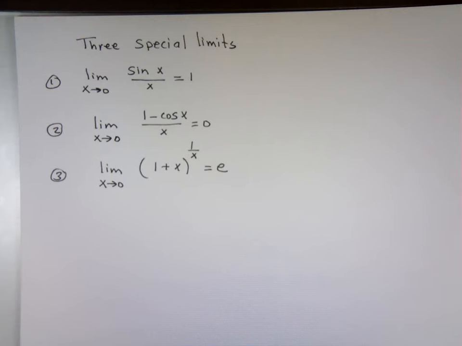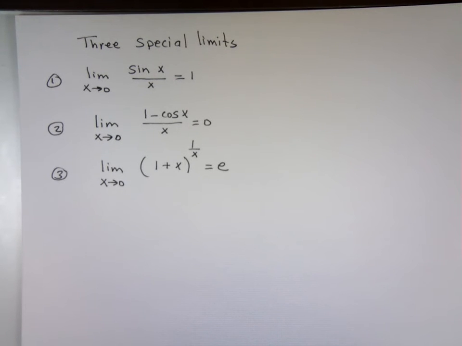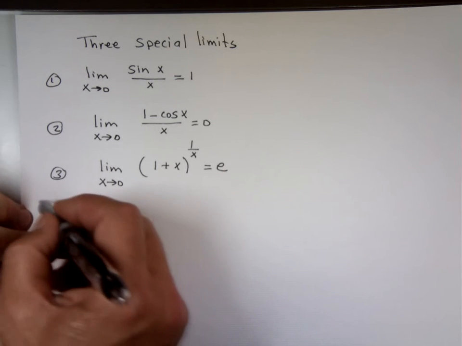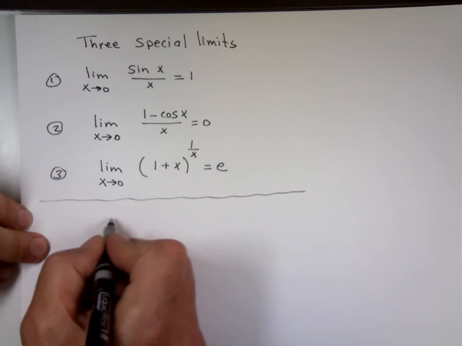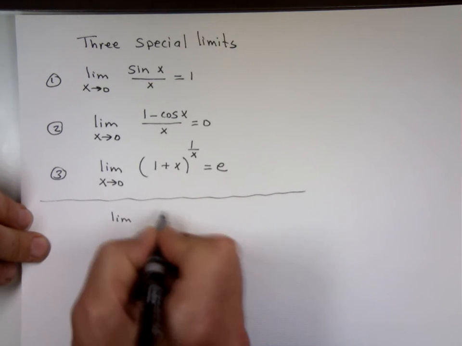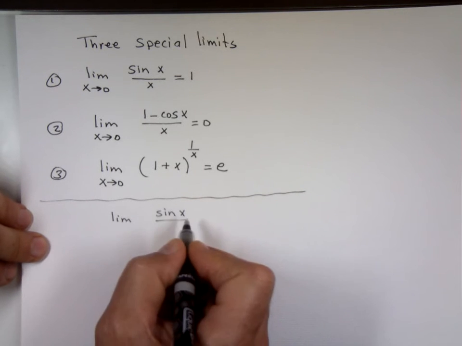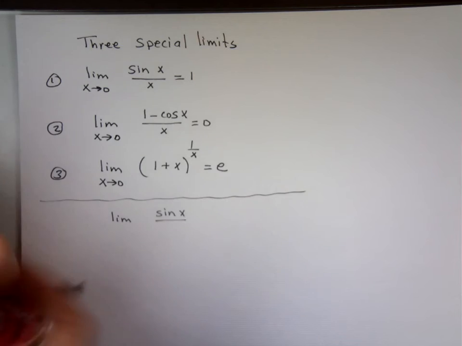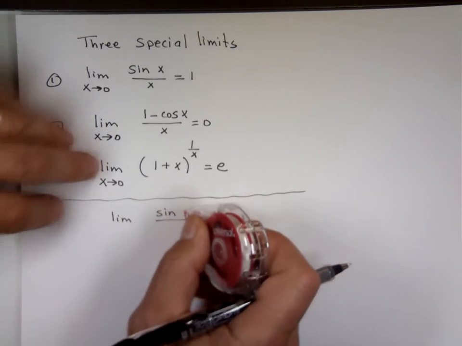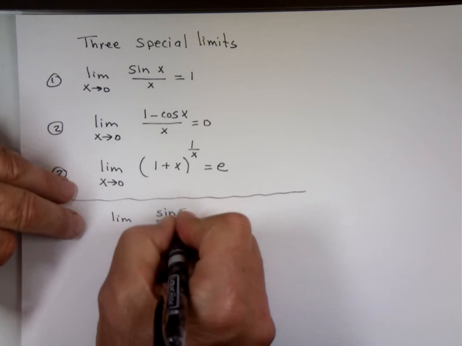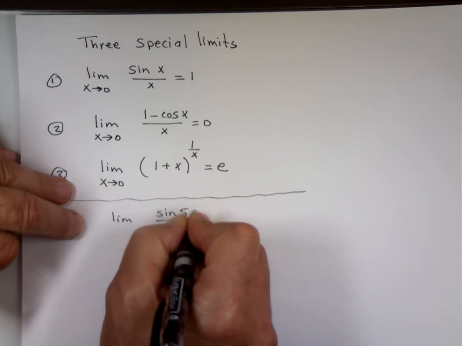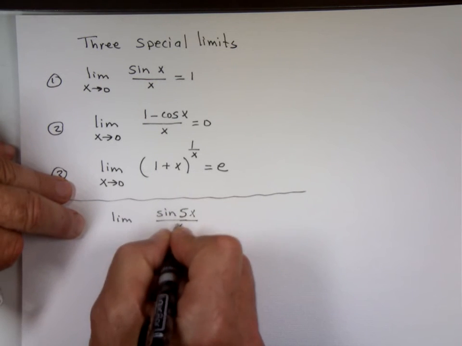Where people get in trouble there, they see a problem like this. What's the limit of sine of, not x, I'm sorry, sine of 5x, I'll use 5, over x as x approaches 0? I'll go, that's 1. I go, nope, try again.